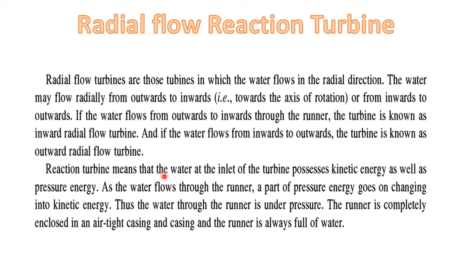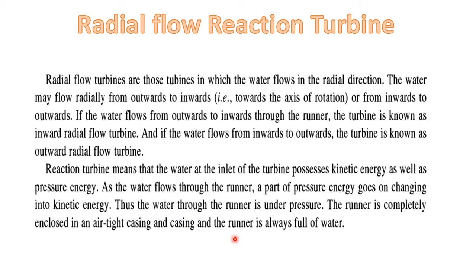Reaction turbine means that the water at the inlet of the turbine possesses kinetic energy as well as pressure energy. But in case of impulse turbine, at the inlet of the turbine only kinetic energy exists. As the water flows through the runner, a part of pressure energy goes on changing into kinetic energy. Thus, the water through the runner is under pressure.